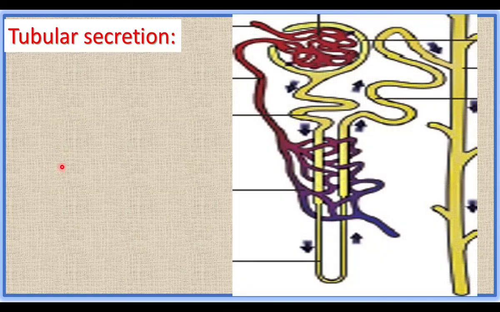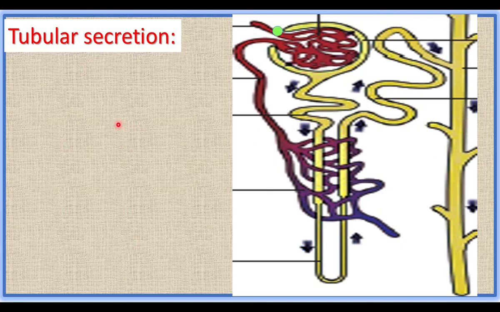The third part is tubular secretion. Some of the waste materials escape in the glomerular filtration. If a waste material escapes in the filtration, it does not come into the tubule. That means it will flow through the blood. From the blood vessels, these waste materials are secreted into the tubule. That is the final step of urine formation.